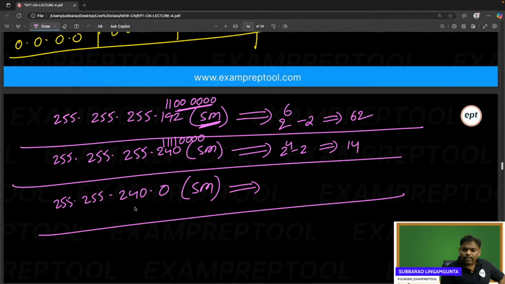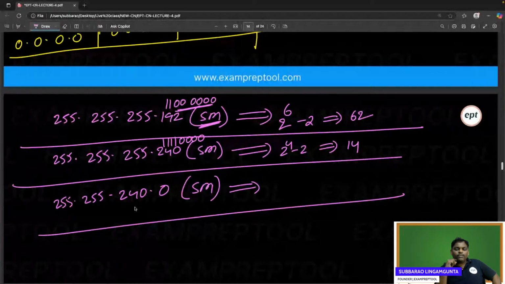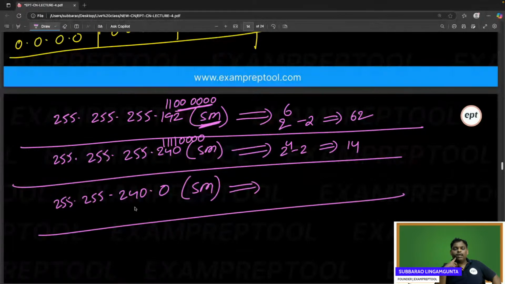It is a very, very important one. Last one contain how many bits per host? Please say properly. Check properly.